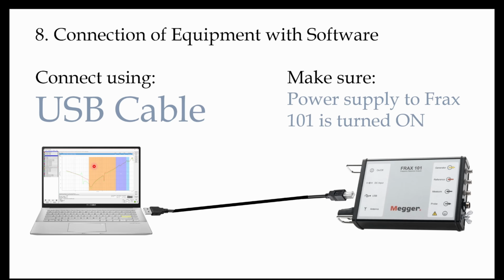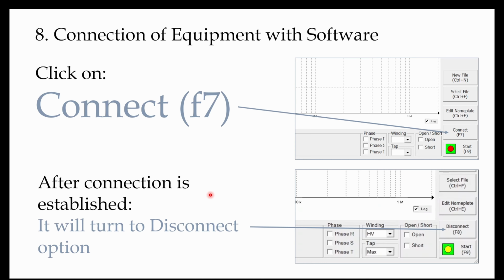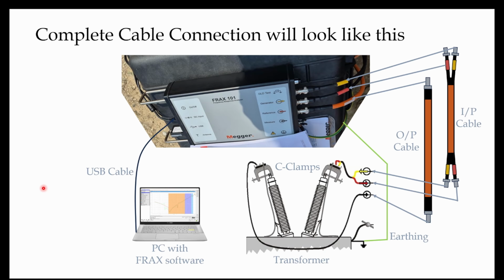The software is installed in the PC and the PC is connected with the Frax 101 instrument with the USB cable provided with the instrument. After the USB cable is connected, in the software click on connect button. After the connection is established, this connect button will turn to disconnect and the start button will turn from red to yellow. Complete cable connection will look like this.